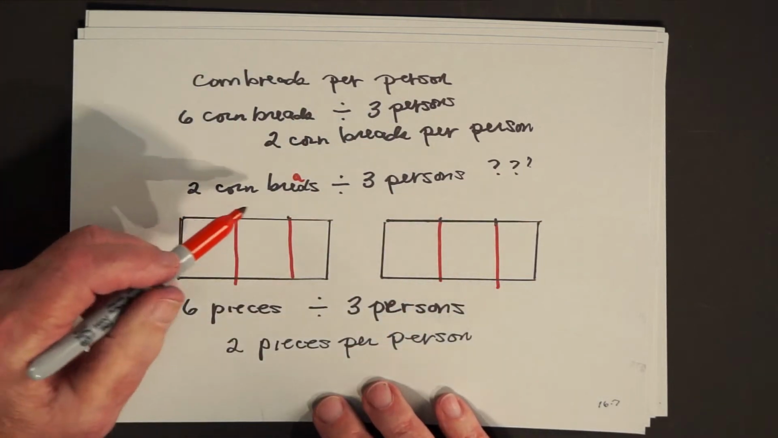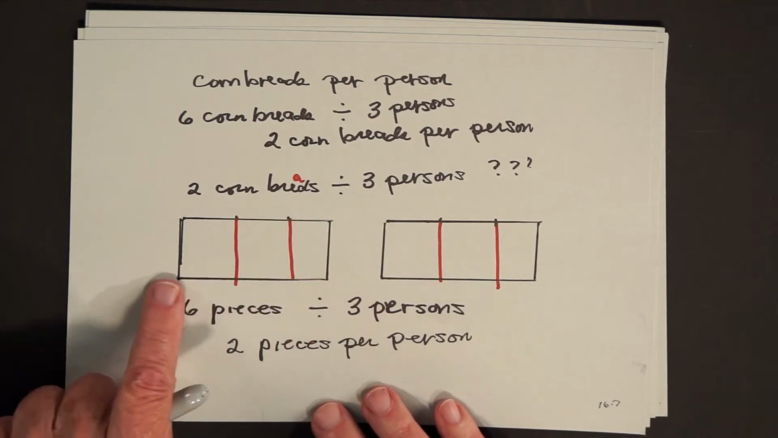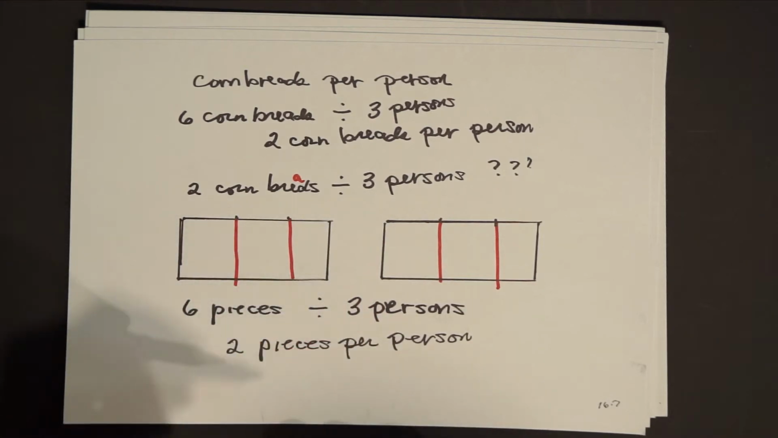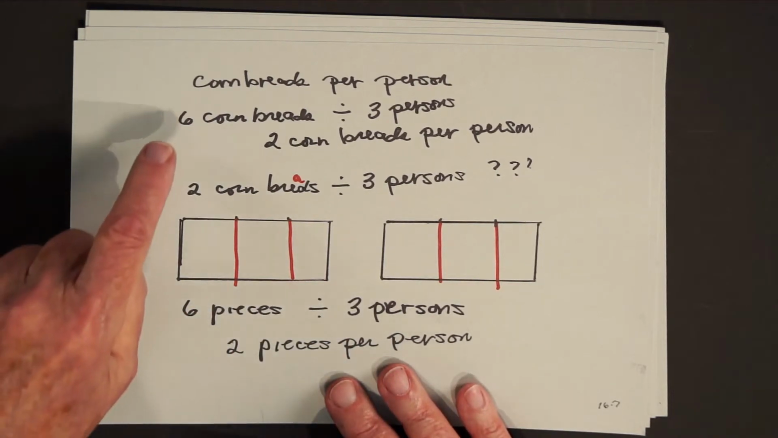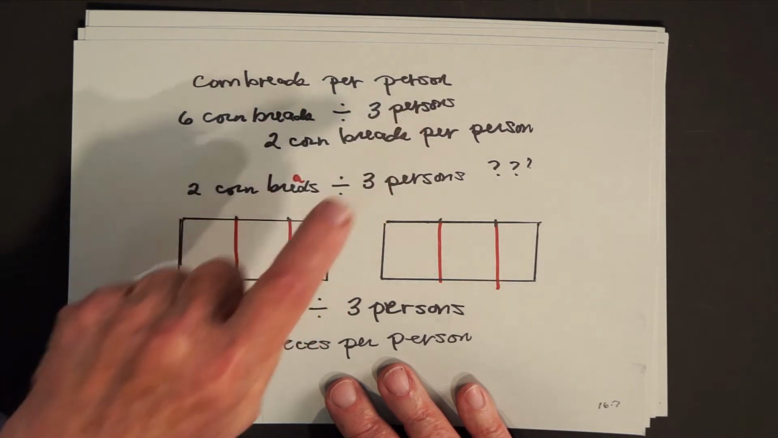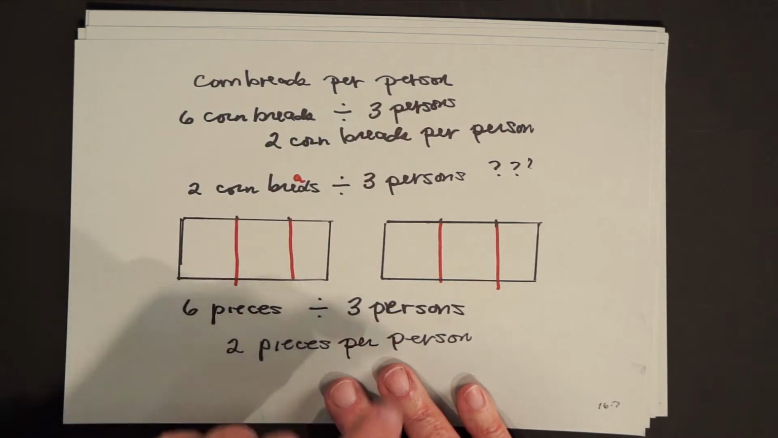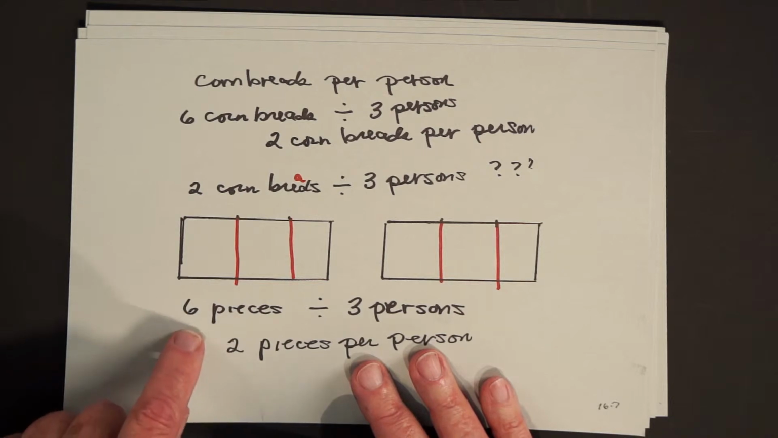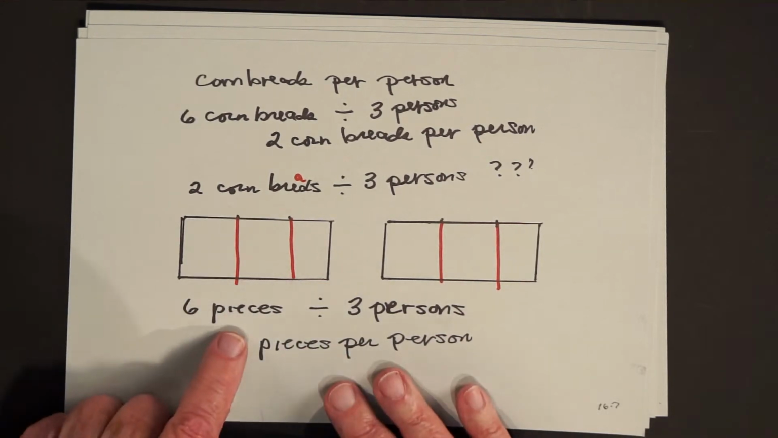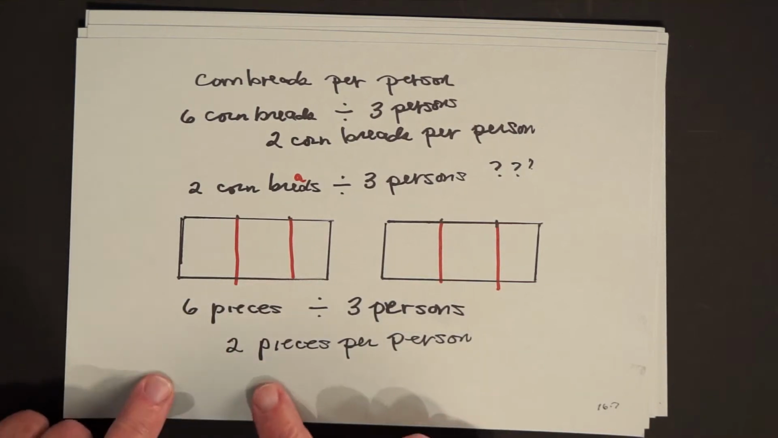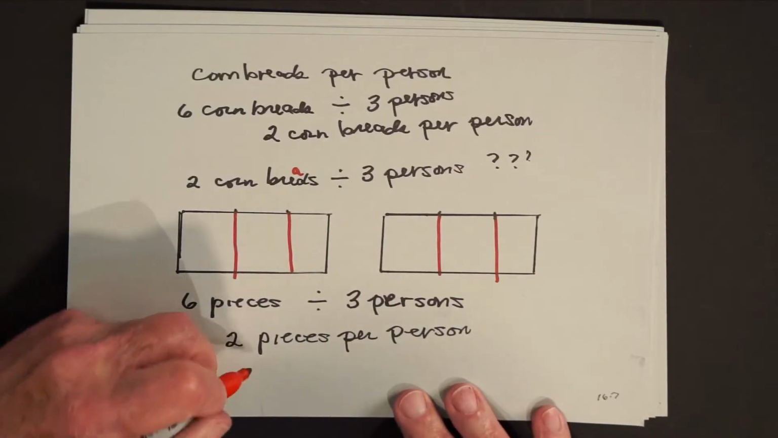So now, instead of 2 cornbreads per 3 people, what do I have now? 6 pieces per 3 people. Notice that 6 divided by 3 is always 2 as an adjective. It doesn't matter whether it's 6 cornbreads divided by 3 persons, or 6 pieces divided by 3 persons. The adjective part of the answer will always be 6 divided by 3, or 2. The problem here is that the answer is now 2 pieces per person, but the problem was, how much cornbread did each person get?